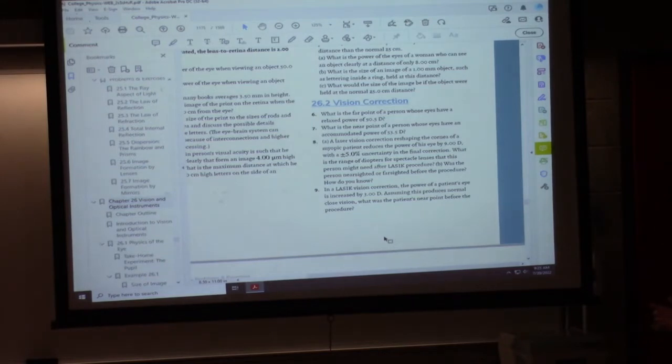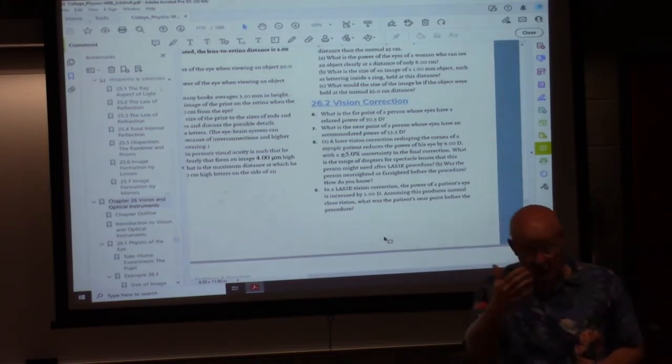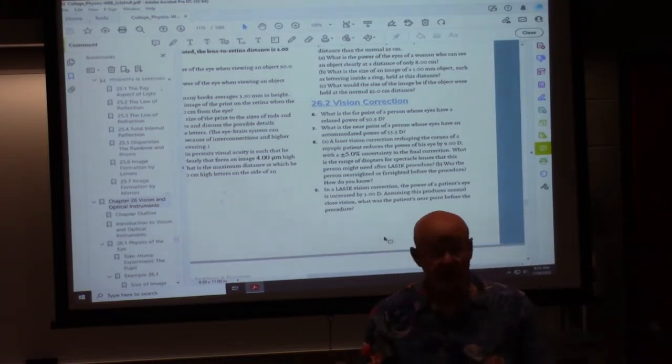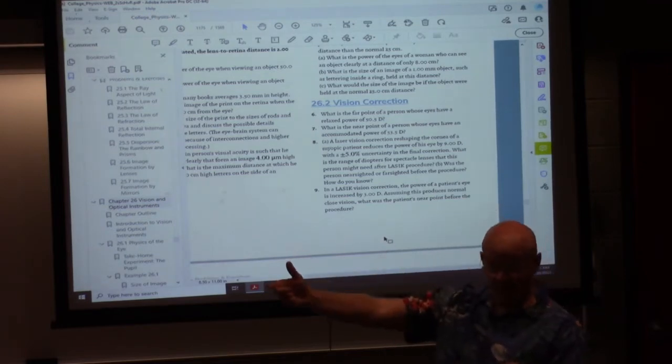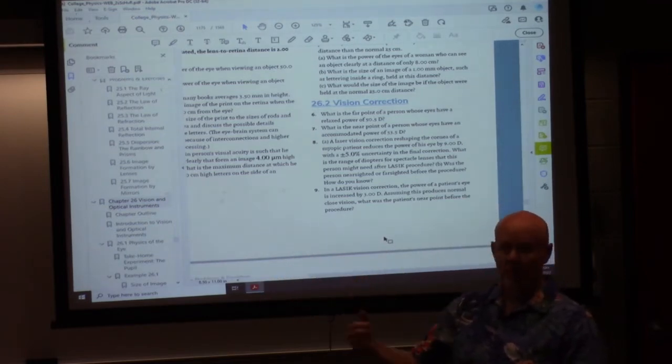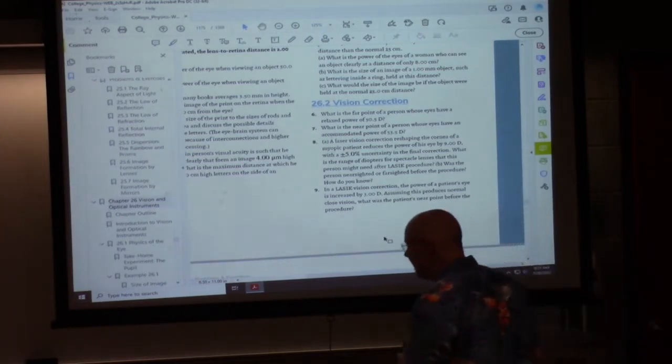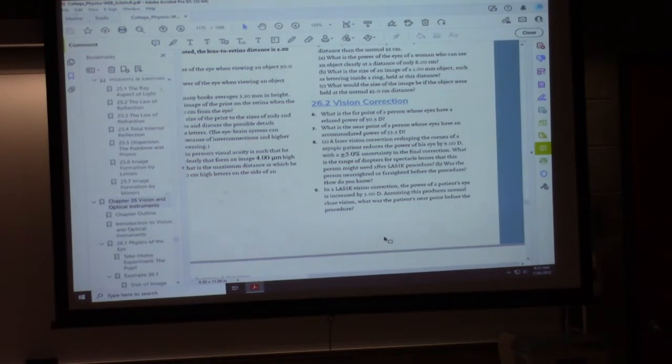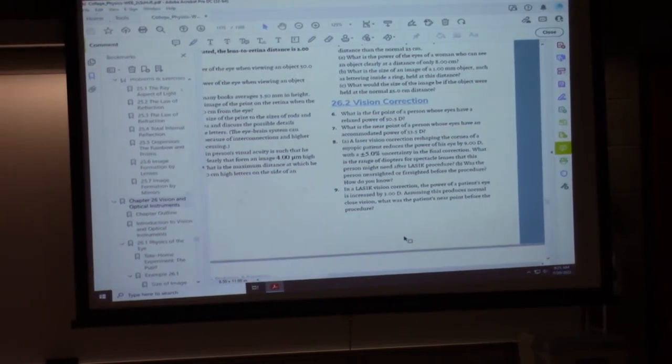Assuming this produces normal close vision, what is the patient's near point before the procedure? Notice how they say near point? That's confirming what we said earlier, that this is a farsighted person. This farsighted person can see things far, but they have a near point. So what was this person's near point before the surgery? I'm going to use the same logic and the same set of equations, so maybe I'll leave them on the board. Let's apply this thinking to the human eye.